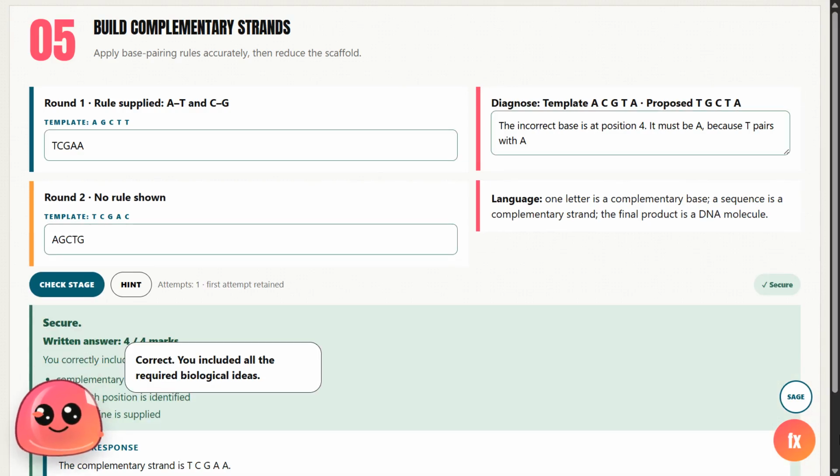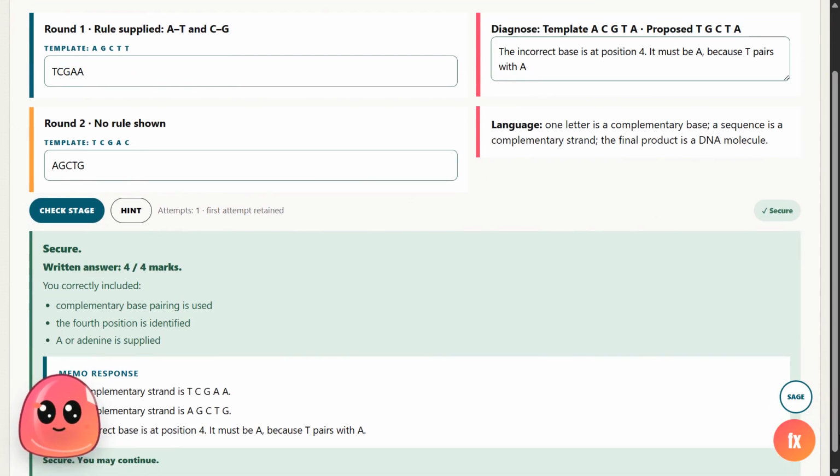Build both rounds in the Scratchpad. Round 1, template AGCTT with the rule supplied, the new strand is TCGA. Round 2, no rule shown, template TCGAC, the new strand is AGCTG. Now the diagnosis. Template ACGTA, and someone proposed TGCTA, position 4 is wrong. It must be A, because T pairs with A.